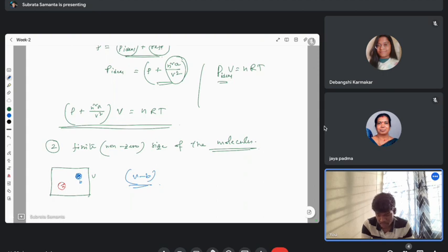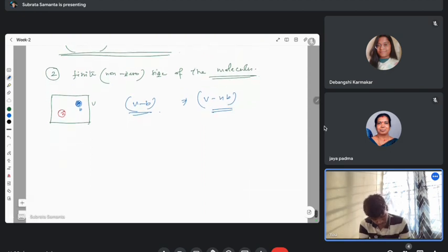Is this clear or not? Okay, so now there are n moles of gas, so the effective volume is V minus nb, because n moles of gas are there. For one molecule it is b, and now for n moles, V minus nb, because there are other molecules. Each molecule occupies b, so the available space is much reduced when we increase the number of molecules. So this is V minus nb.